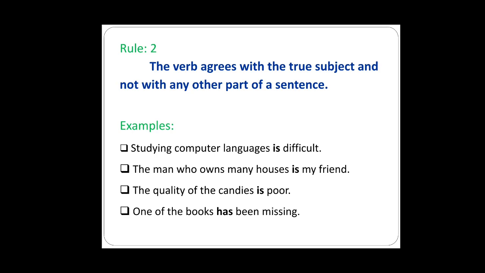The quality of the candies is poor. Here, the word quality is singular, so we use singular verb is. One of the books has been missing. Here, the subject one is singular, so we use the singular verb has.